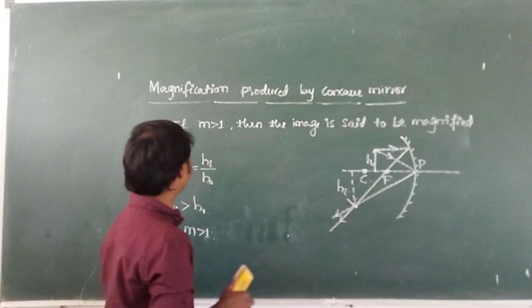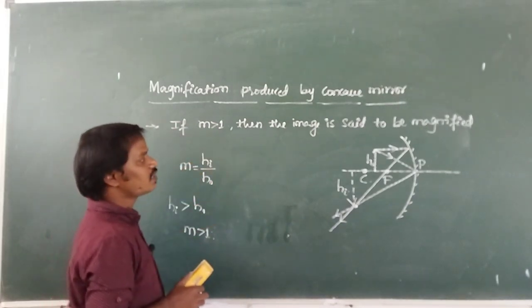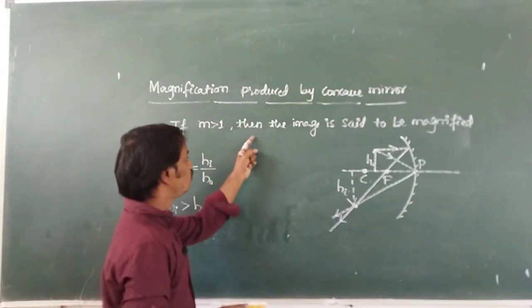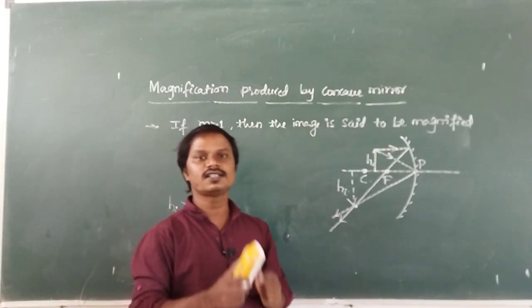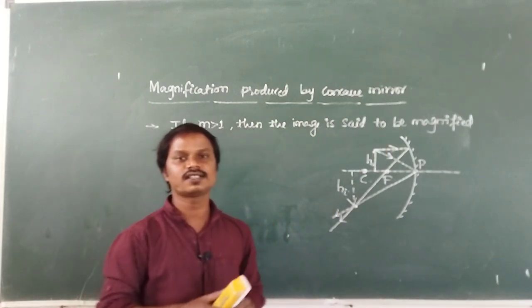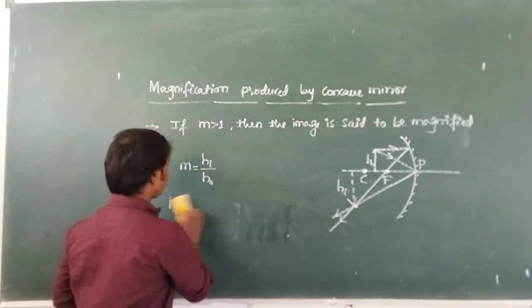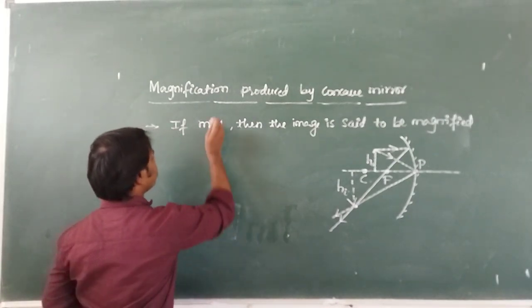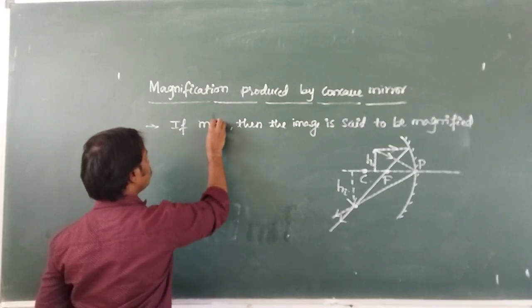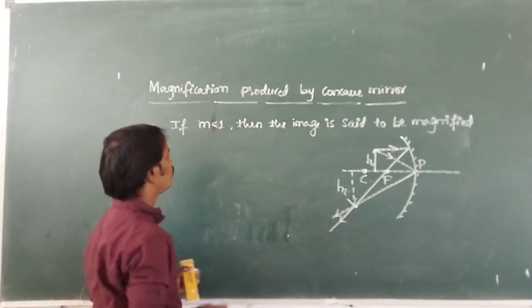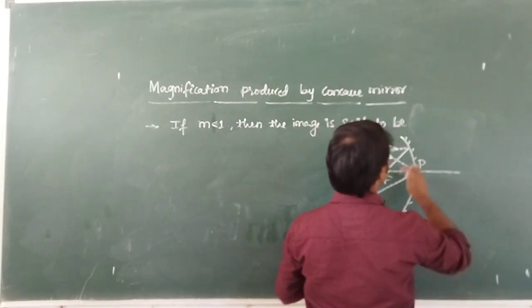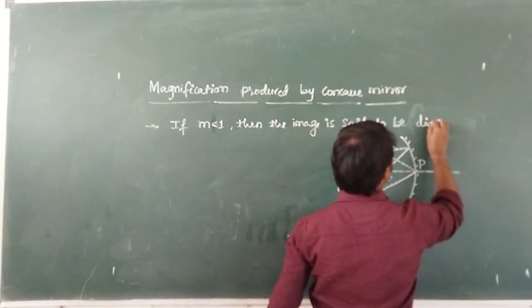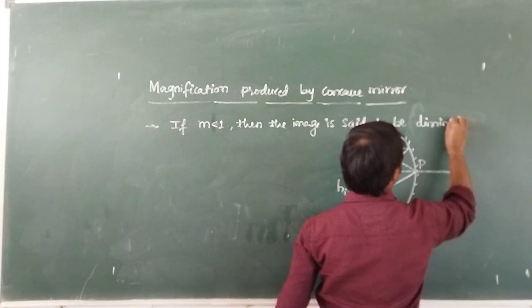Okay. Then next, if magnification is less than 1, then the image is said to be diminished. Diminished means a decrease in the size of the image. If magnification is less than 1, then the image is said to be diminished.